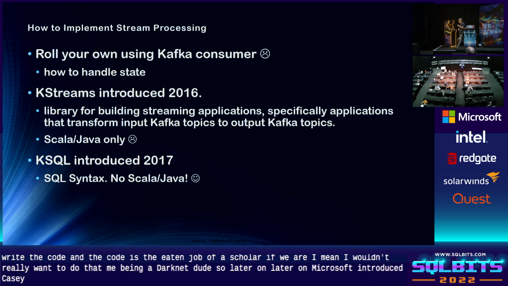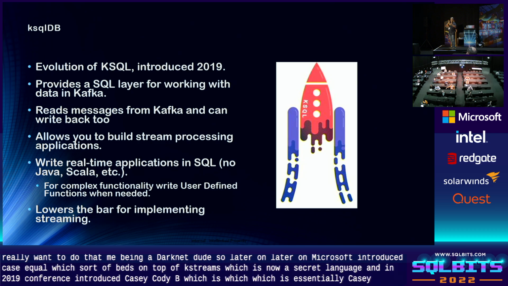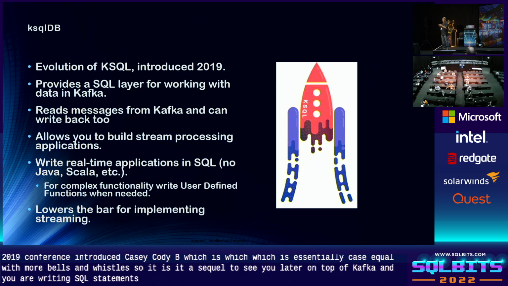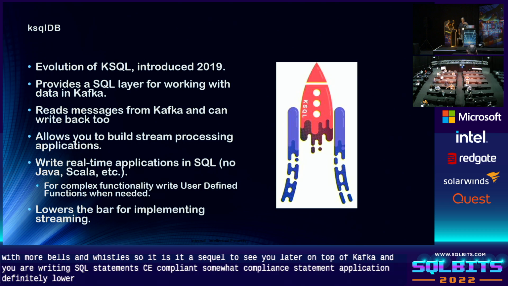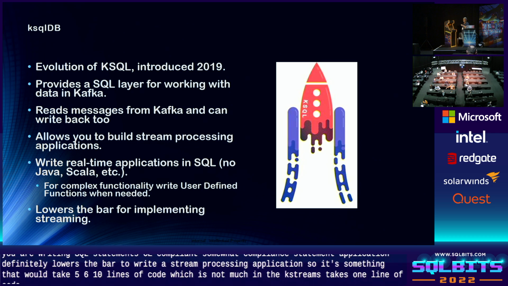So later on, Microsoft introduced ksql, which sort of builds on top of K-streams, which is now a SQL-like language. And in 2019, Confluent introduced ksqlDB, which is essentially ksql with more bells and whistles. It provides a SQL layer on top of Kafka, and you are writing fairly normal, somewhat ANSI compliant SQL statements. It allows you to build stream processing applications, and it definitely lowers the bar. Something that would take 5, 6, 10 lines of code in K-streams takes 1 line of code with ksqlDB.